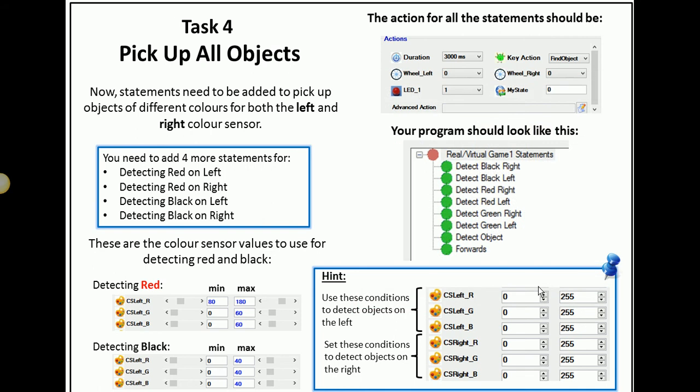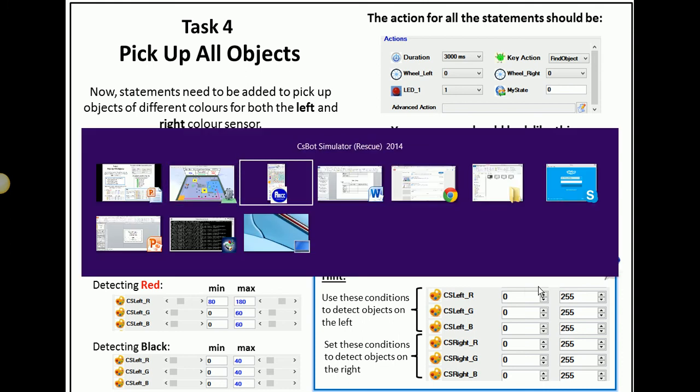We're now moving on to detecting and picking up all objects. Now we need to add two statements for detecting each colour: one for detecting the colour on the left and one for detecting the colour on the right colour sensor. This is because the objects are smaller than the distance between the two colour sensors. So let's go back to our program.